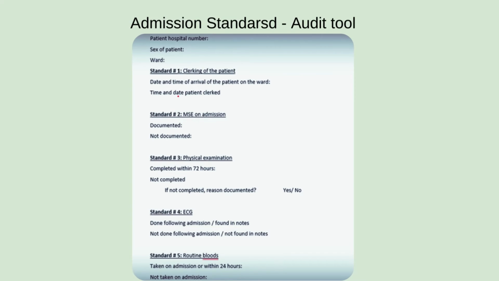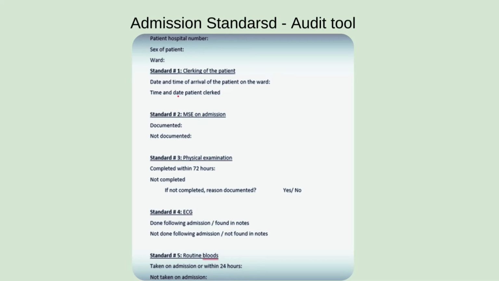You might not be able to do it on admission for several different reasons. If it was not done on admission, what was the reason documented there or not? An ECG was done, or if it's found in the notes or not. And then routine bloods were done on admission or not. So these were the 5 standards we were trying to check.